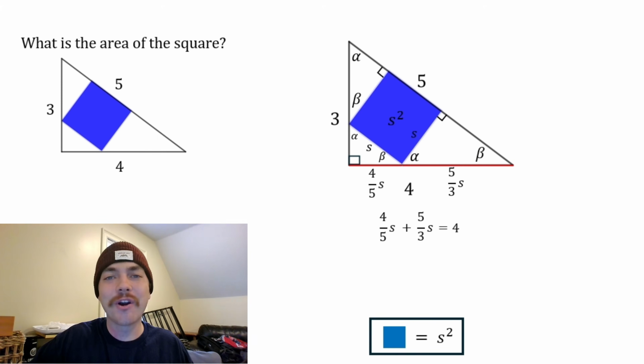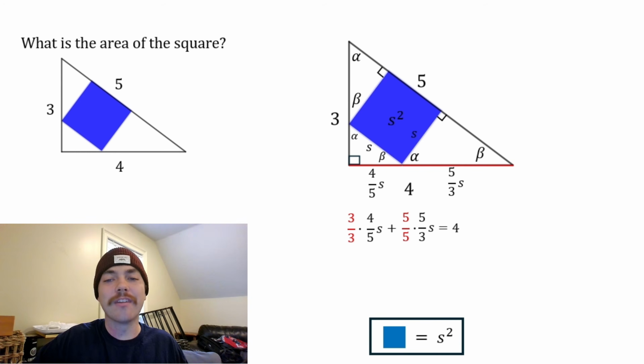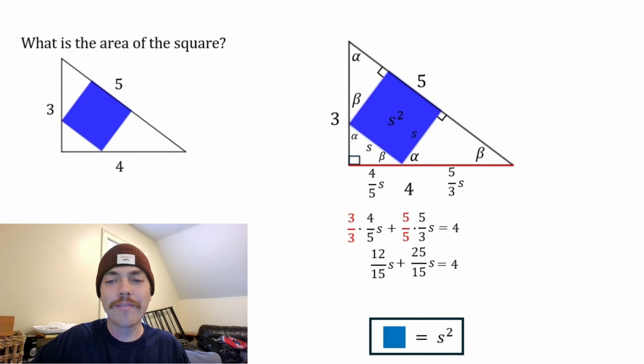To do that, we'll start by getting common denominators. We'll multiply 4 over 5 by 3 over 3 and 5 over 3 by 5 over 5. That'll give us a common denominator of 15. So we'll have 12 over 15 s plus 25 over 15 s equals 4. And 12 plus 25 is 37. So we've got 37 over 15 s equals 4.